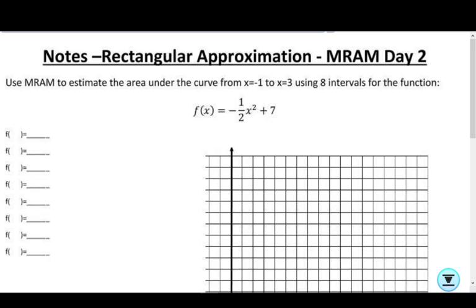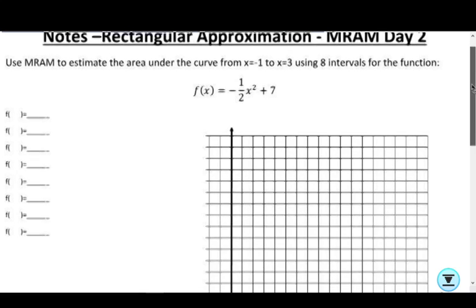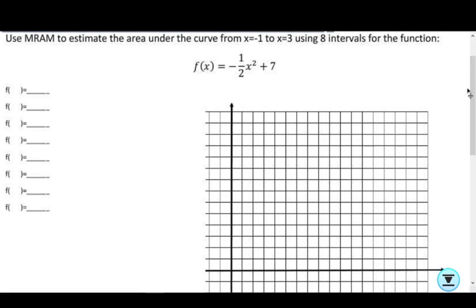Okay, so today I'm going to be doing MRAM with the same function yesterday that I did RRAM. So you can see kind of the difference. Okay, we're still doing the interval between negative 1 and 3. We're using 8 rectangles to approximate the area.